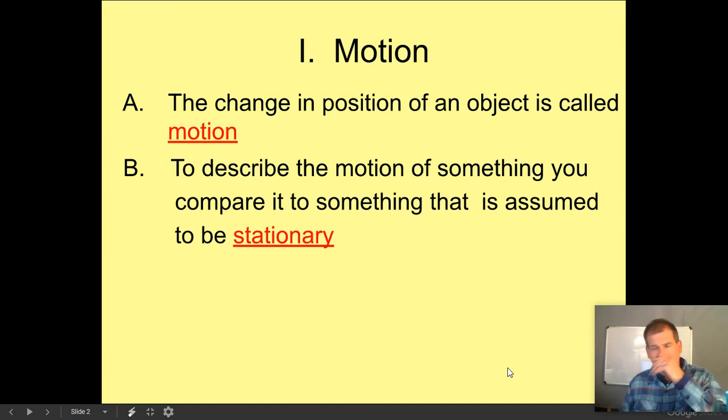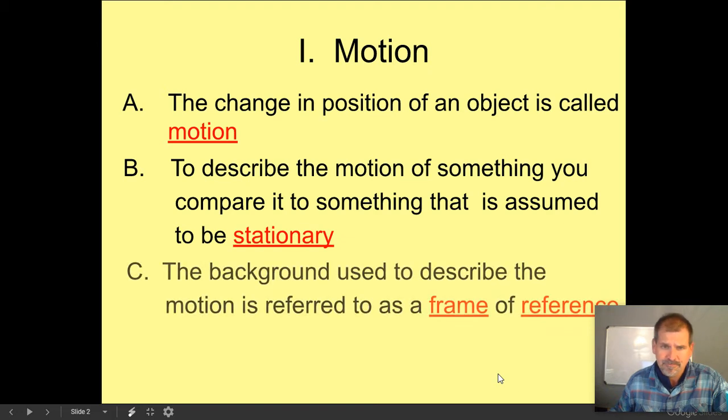Now, really, how do we know something is moving? That may sound like a silly question, but it's not necessarily an intuitive answer. We say something like, oh, we know it's moving because we can see it moving, but how do we know that it's moving? To describe the motion of something, you compare it to something that is assumed to be stationary. So you can tell something is moving measured against the thing that is not moving.